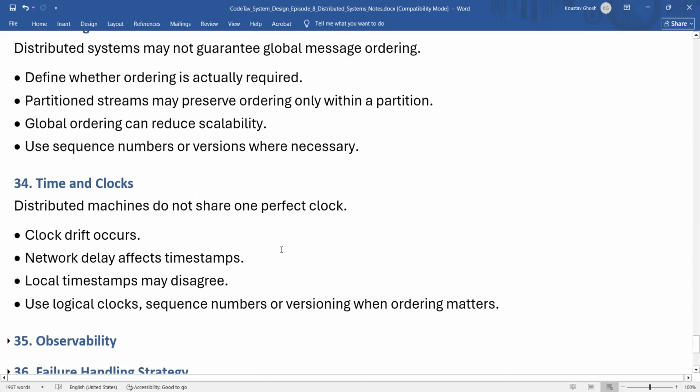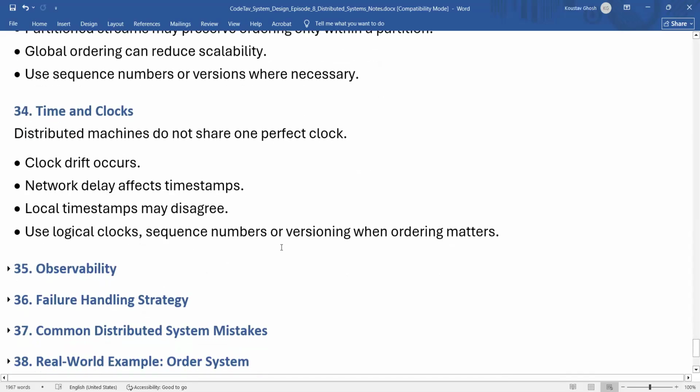Next is time and clocks. Another surprising problem is time. We may think all servers have the same clock, but they don't. Different machines can have slightly different times. This is called clock drift. For example, on server A the time is 10:00:01, and on server B the time is 10:00:03. So if we use timestamps blindly to decide which event happened first, we can make mistakes. For distributed ordering, systems may use sequence numbers, versions, logical clocks, and event ordering mechanisms. We need to use those things.